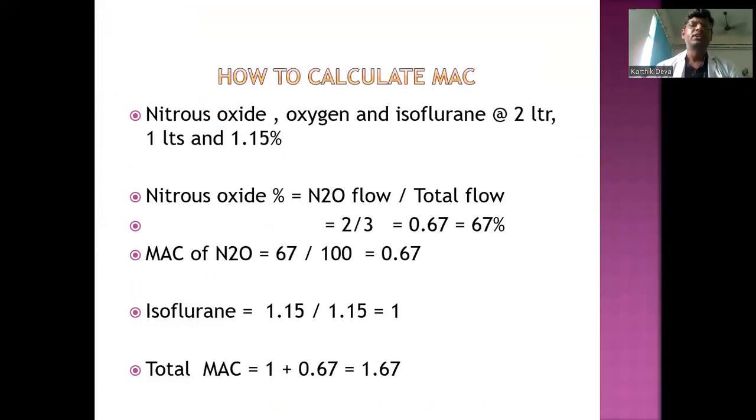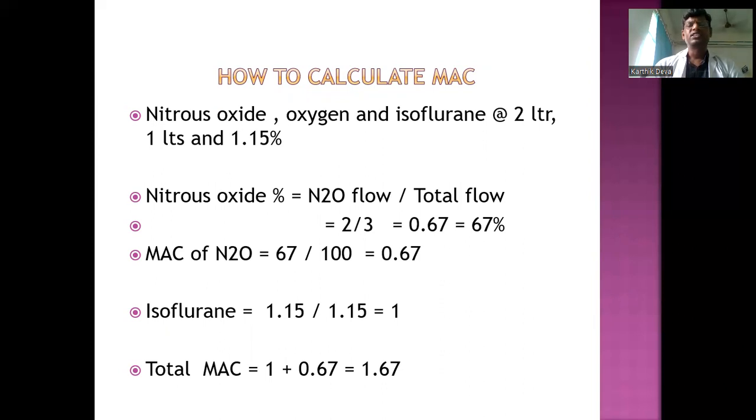How to calculate the MAC value for any substance? Let's take an example. A patient is getting nitrous oxide, oxygen, and isoflurane, at the rate of 2 liters of nitrous oxide and 1 liter of oxygen, when the isoflurane dial is at 1.15% concentration. So the percentage of nitrous oxide going into the patient is the nitrous oxide flow divided by the total flow, that is 2 liters by a total of 3 liters. So that is 0.67, that is 67%.